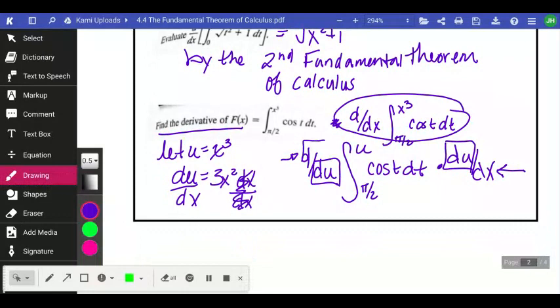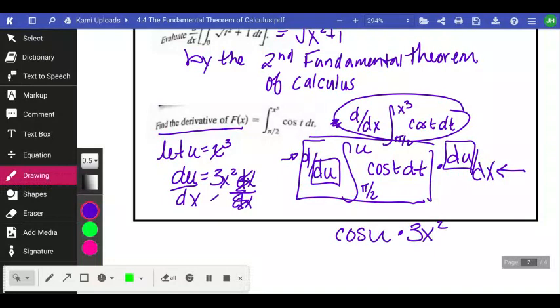So we will do just this part, which uses the second fundamental theorem of calculus. So that'll be cosine u. But then I have to multiply it by du over dx, which is 3x squared. That's what we found here.